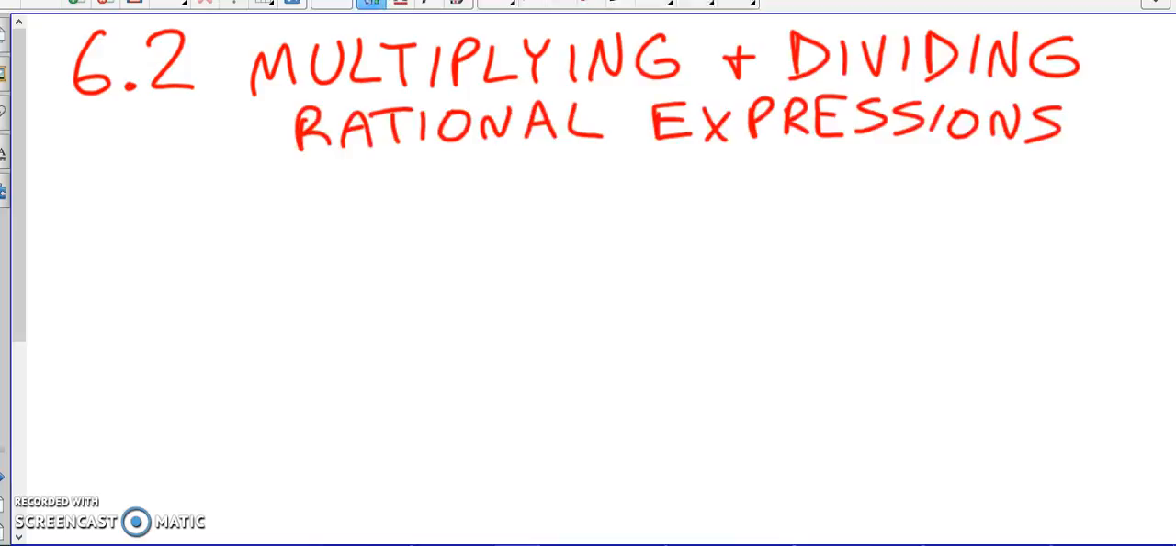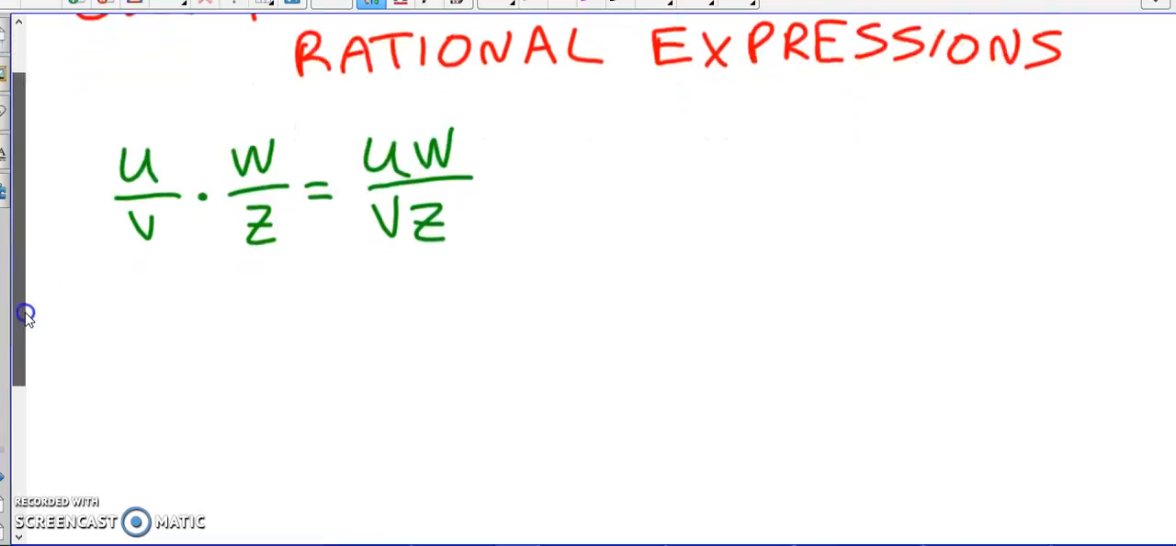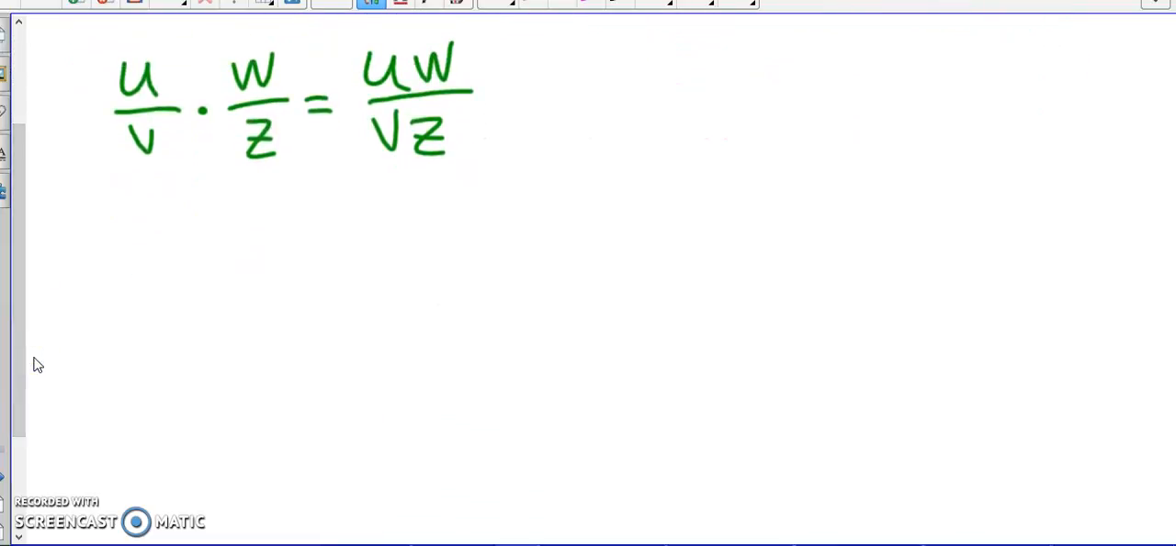Okay, so let's recall how multiplication of fractions works. If I have u over v times w over z, remember you multiply across, that's u times w over v times z. Well, what we can do is apply that to things of this nature.